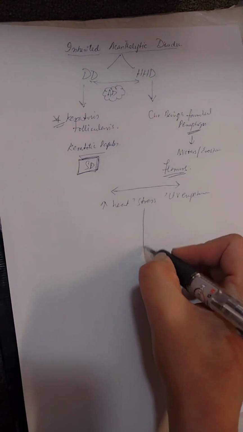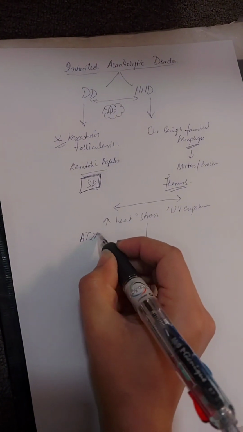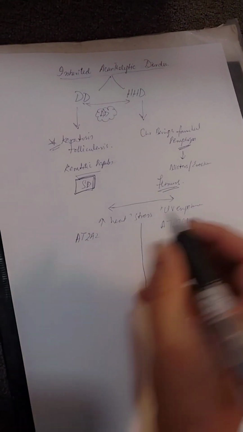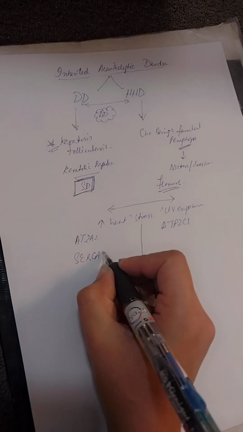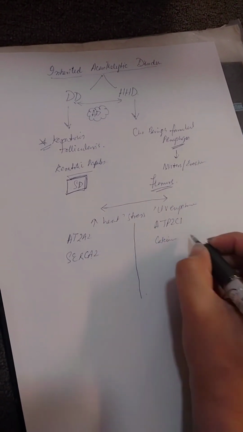And there are some differences between the two diseases. The gene for Darier disease is ATP2A2, and this is ATP2C1. This is present in the endoplasmic reticulum, so SERCA2 calcium channels, and this is present in the calcium channel of Golgi apparatus.